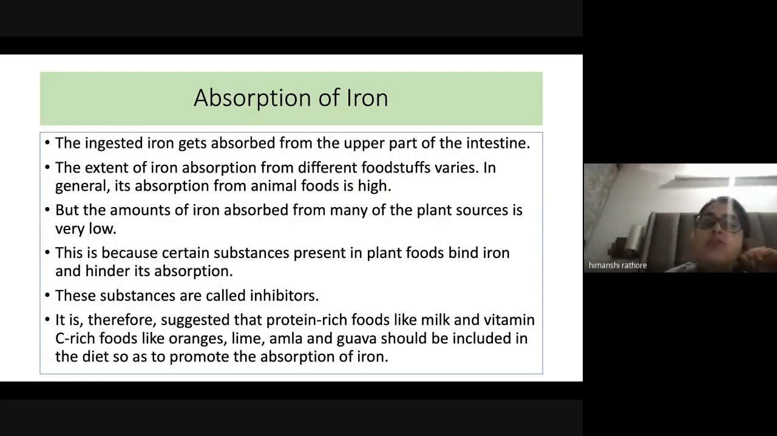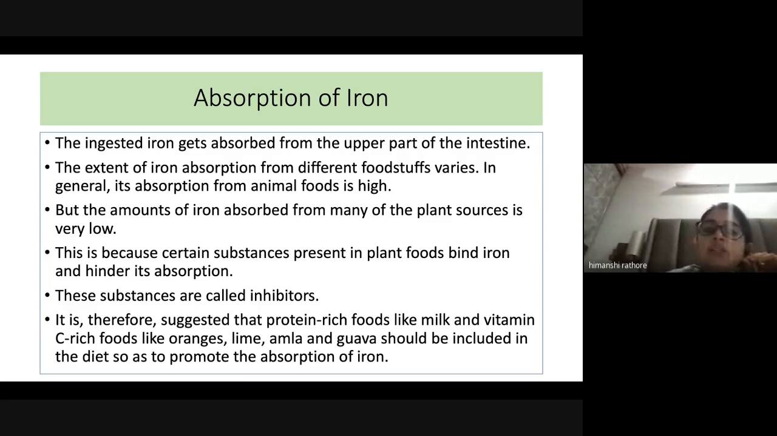The next slide shows you the absorption of iron. The ingested iron gets absorbed from the upper part of the intestine. I'm saying this again and again, that all the minerals get absorbed in the intestine only. Then iron, as I told you, is present differently in different foodstuffs. Some are rich in iron, and some are poor in iron.